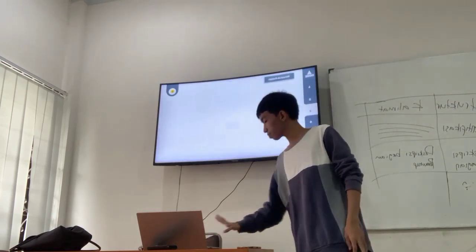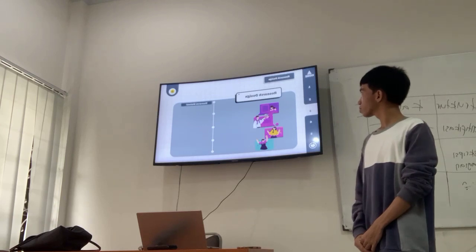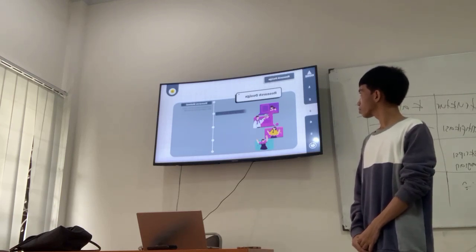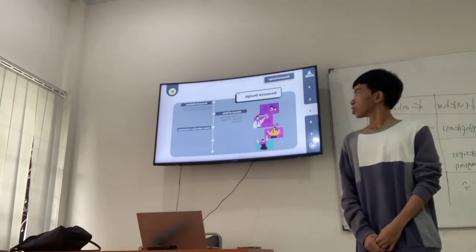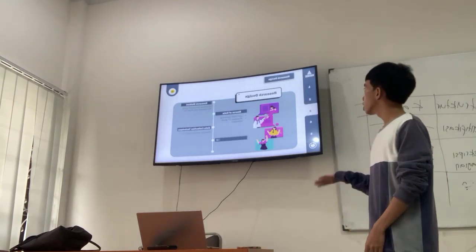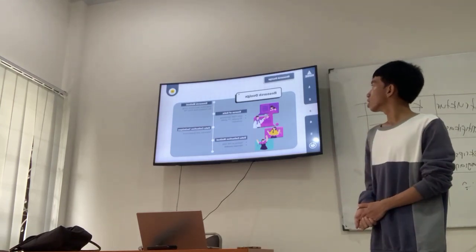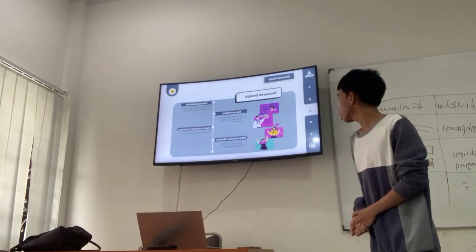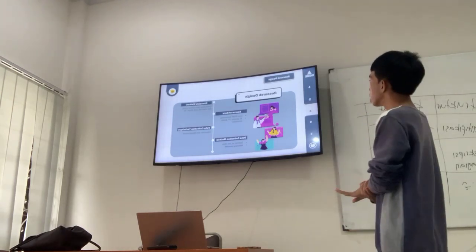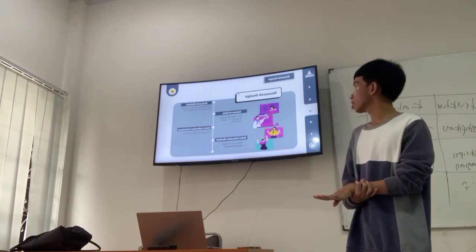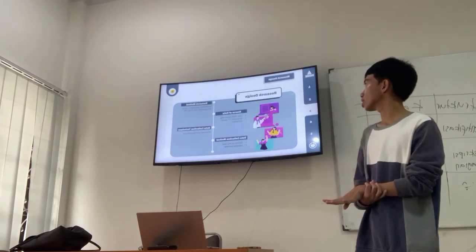Okay, next. So the next one is research design. The research design has four important points. The first one is research method: qualitative, described using the research tool Atlas.